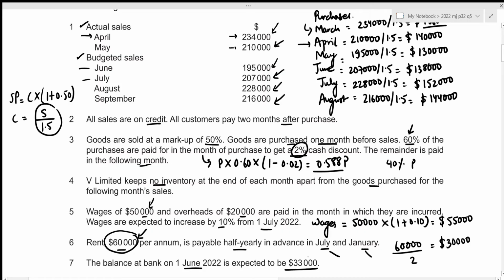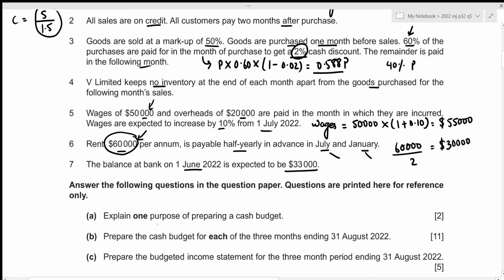Okay, let's have a look at our first question. We need to explain one purpose of preparing a cash budget. This is quite simple. We prepare a cash budget in order to identify any short-term or long-term cash needs of the business caused due to a cash deficit so that the management can take action in order to avoid those problems by raising our finance. Let's write it down.